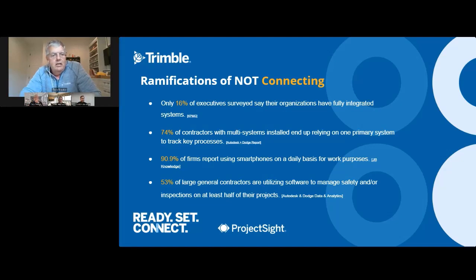91% of firms report using smartphones on a daily basis for work purposes, and 53% of large general contractors are using software to manage safety and or inspections on at least half of their projects. I would say those go hand in hand a little bit, that people are using solutions in the field to do things like safety meetings and inspections. And the inspections are getting smarter, and the safety meetings are too. If I need to find out who's got the ability to drive a 3,000 pound rated forklift, I can go online, and if I've got the data, I should be able to get that on my smartphone.